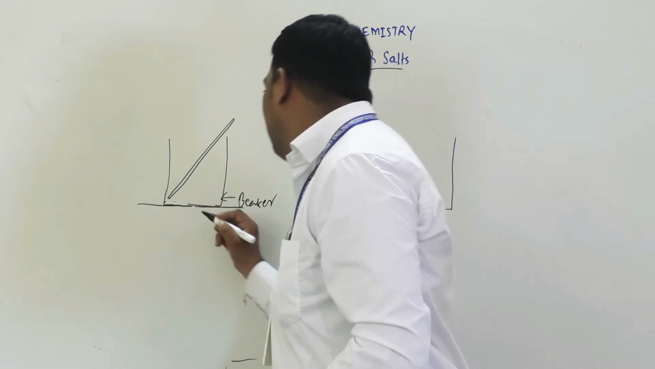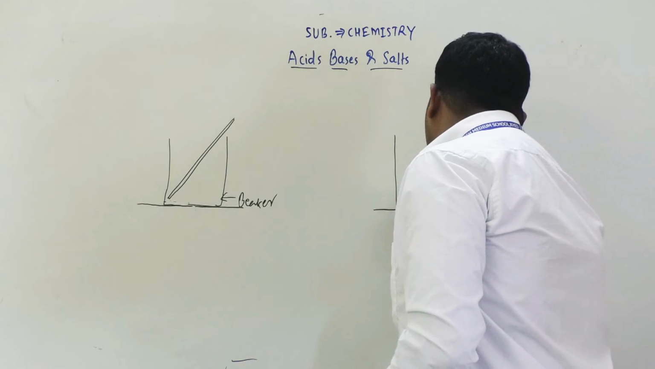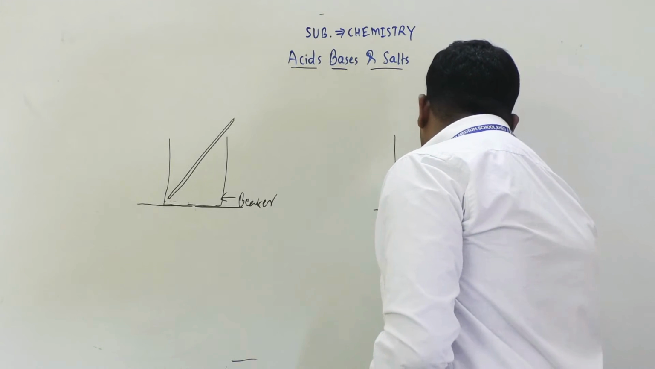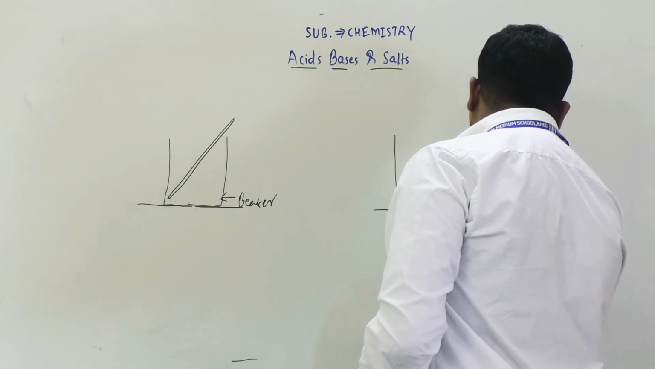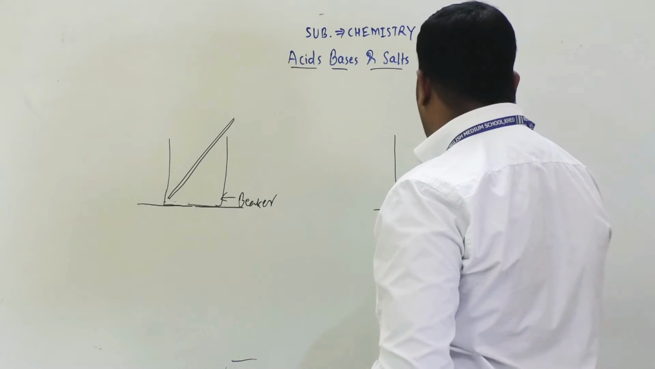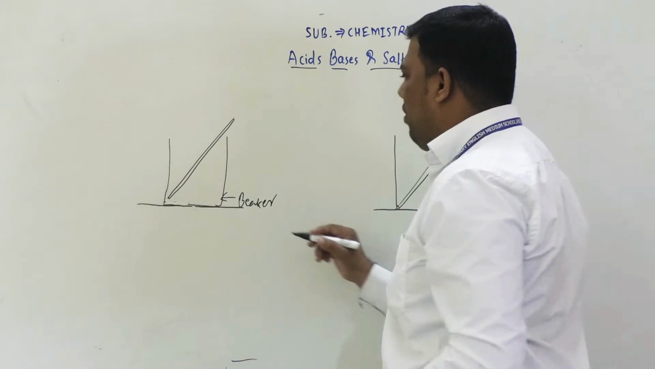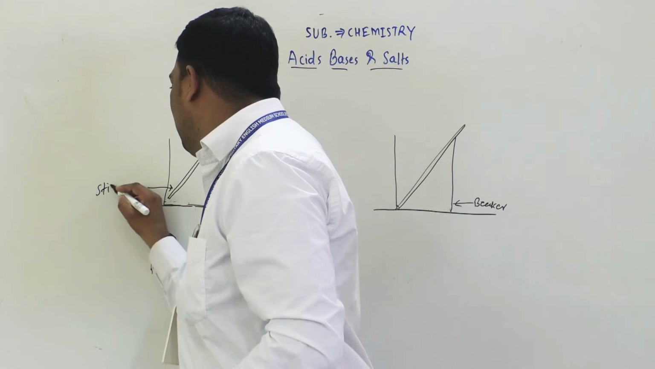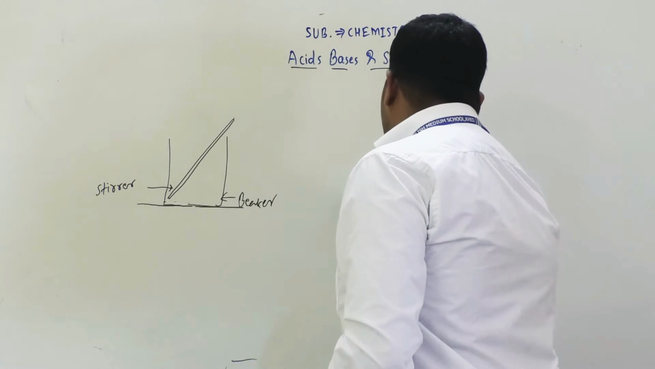Okay, now see what will happen, and what care should be taken during addition of acid or bases in water. Here we use a stirrer. Okay, here also, what is the stirrer?